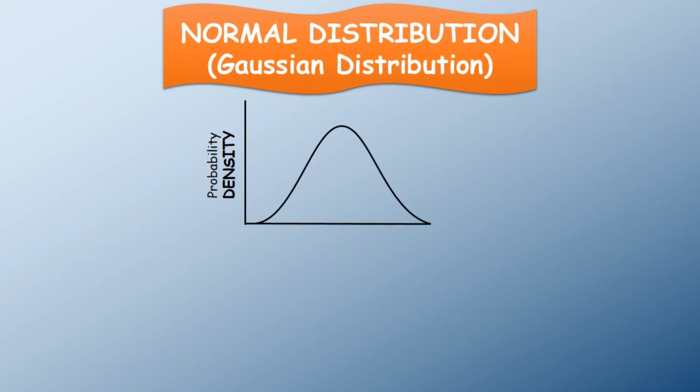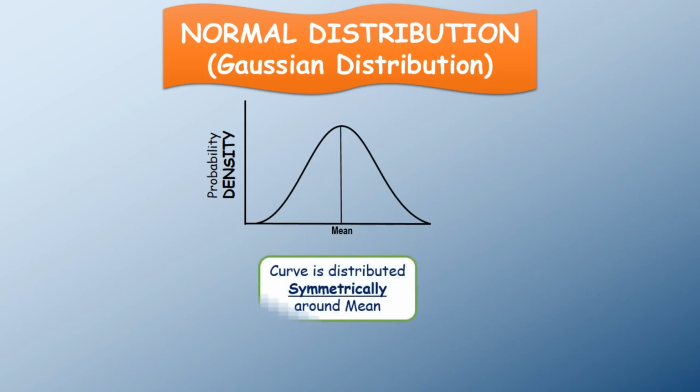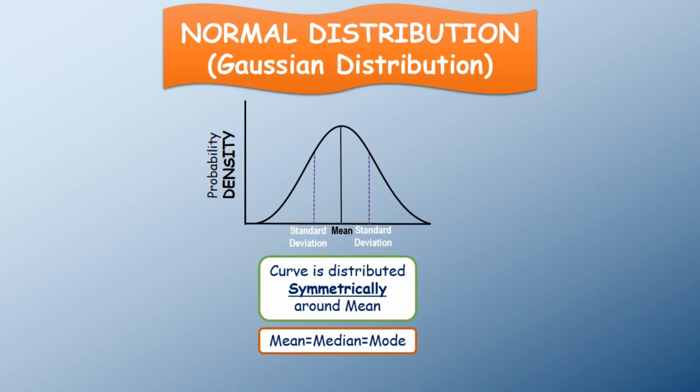Normal distribution is also called Gaussian distribution. Here, the bell-shaped curve has a peak. The x-axis value that corresponds to this peak is the mean. As you can see, the curve is distributed symmetrically around the mean. In such a symmetric curve, mean, median, and mode are all the same. Additionally, there are two more points whose values on the x-axis represent the standard deviation. These points are also called points of inflection.